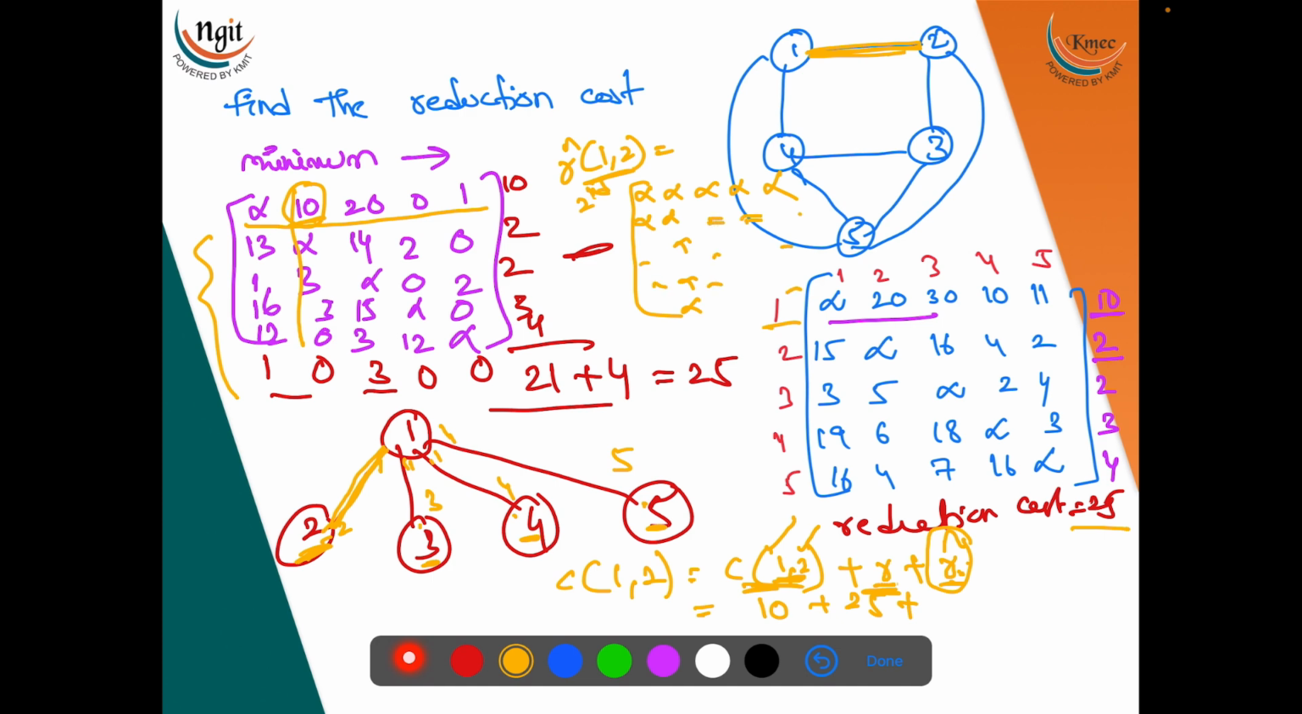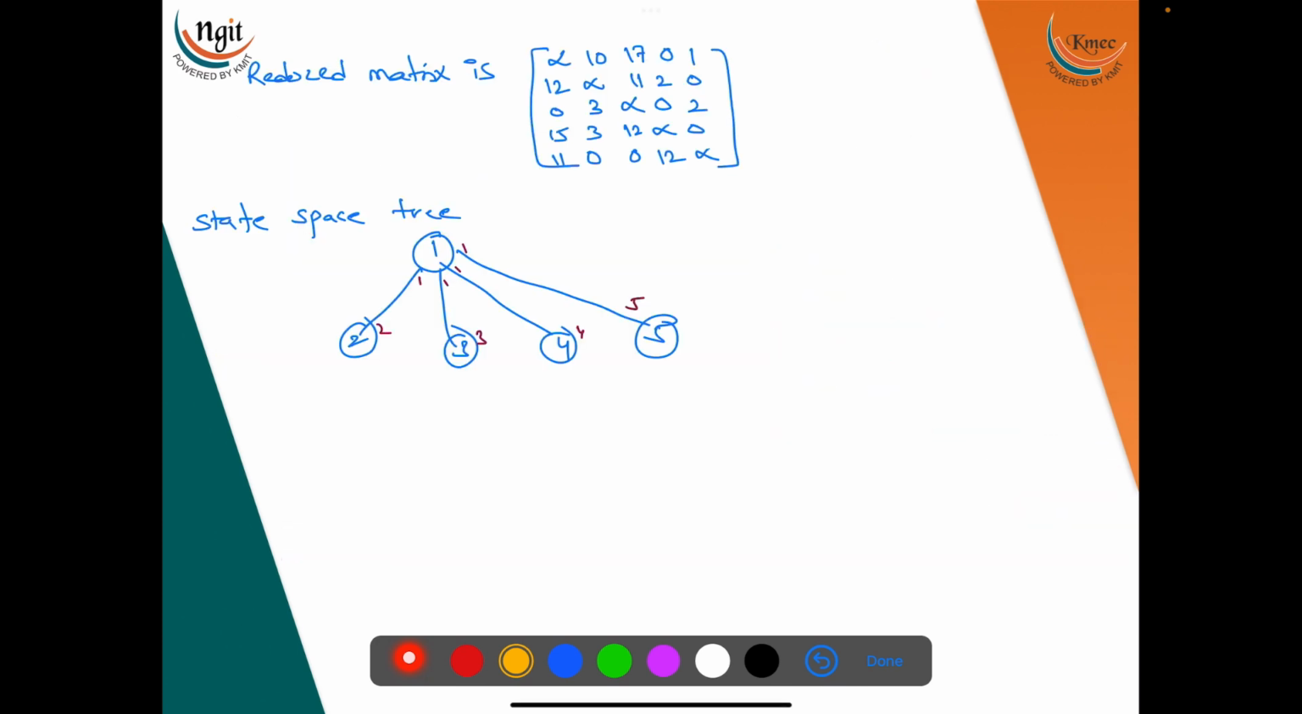After you get this matrix, you have to find out the minimum value again, and the procedure to find the reduction cost is the same. After you find the row minimum, subtract it from each element of the row, and after you find the column minimum, subtract it from each value in the column. Then you'll get one matrix, that is the second matrix, and you have to find its cost. Now let's see. After you reduce, this is the matrix, and the state space tree is this one.